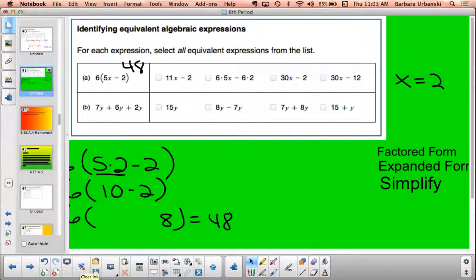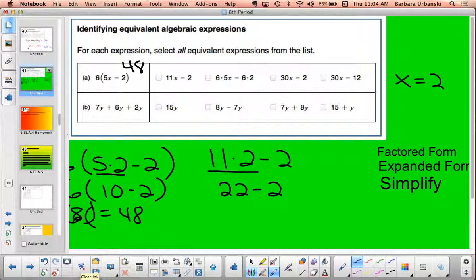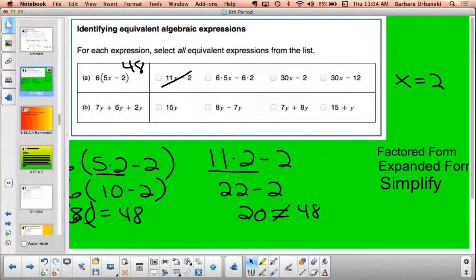So we'll take a look at the next one, and we have 11x, so 11 times 2 minus 2. We'll take our 11 times 2, which will give us 22 minus 2. 22 minus 2 gives us 20. 20 does not equal the 48 that we need, so that's not going to be correct, and we already knew that.